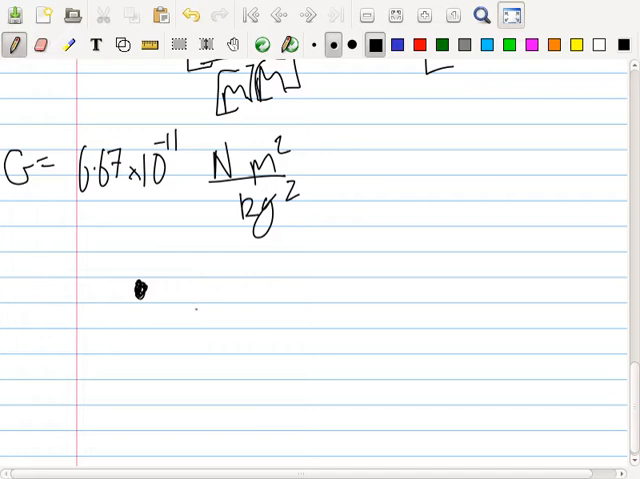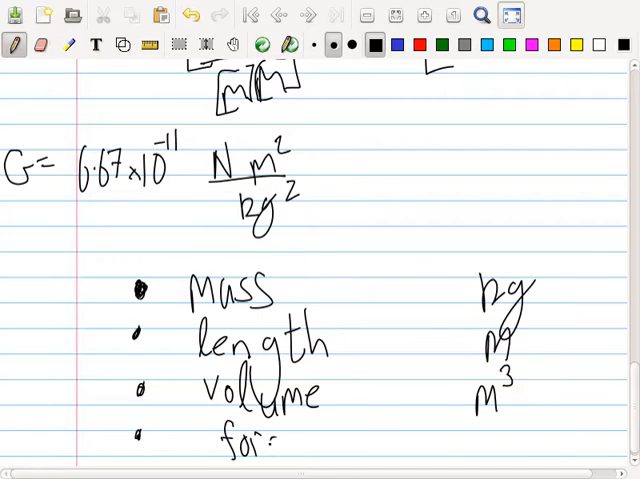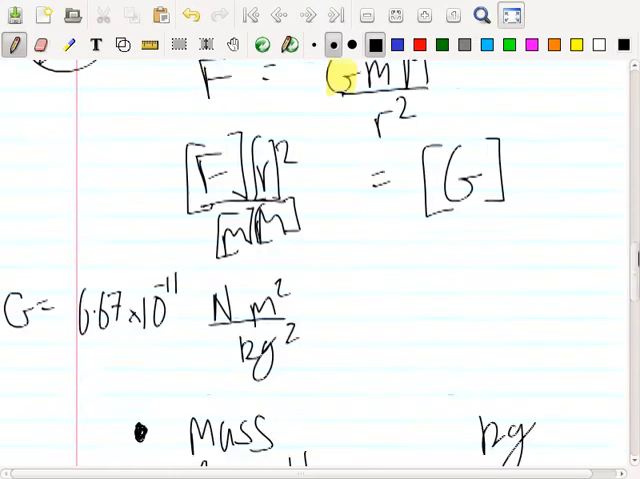So the first one is for mass. What's that one? Kilograms. And then the next one we'll do is length. And what unit do we use for length? Meters. Then we have volume. And for volume you could use meter cubed, but you could also use liters as well, but I prefer meters cubed. Force, we know force is newtons.